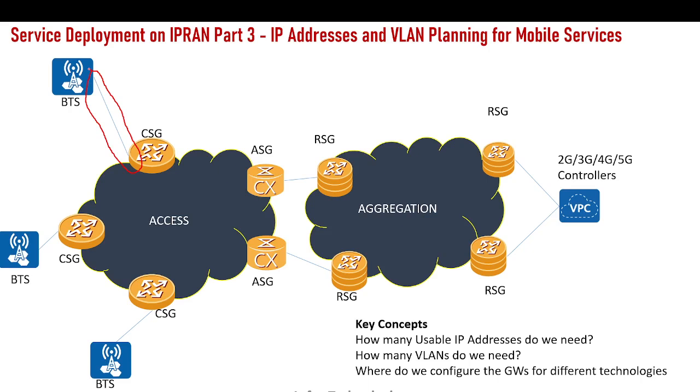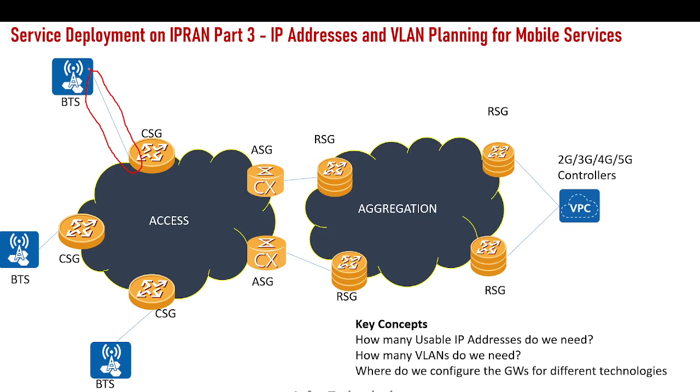So once you have established your connection, you need to do the configurations on the CSG and the BTS. There are some key concepts that we need to consider. The first one is, how many usable IP addresses do we need? This will be determined based on the number of IP addresses you need on the BTS, and then we can choose the subnet that we'll be using. Many times I've seen us using /29, which gives us 6 usable IP addresses. And even when you are deploying the services, you also need to consider the future of the network. So you should have some reserved IP addresses that you can use in future when you are doing expansion.